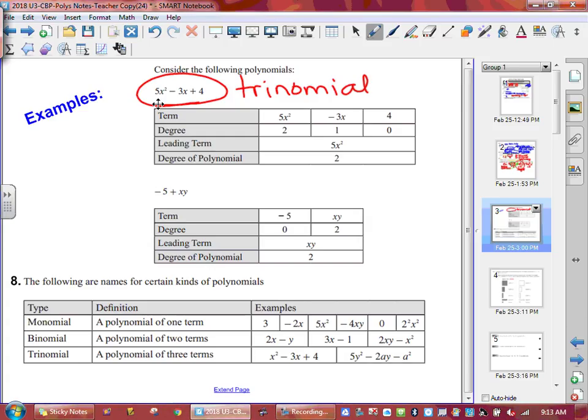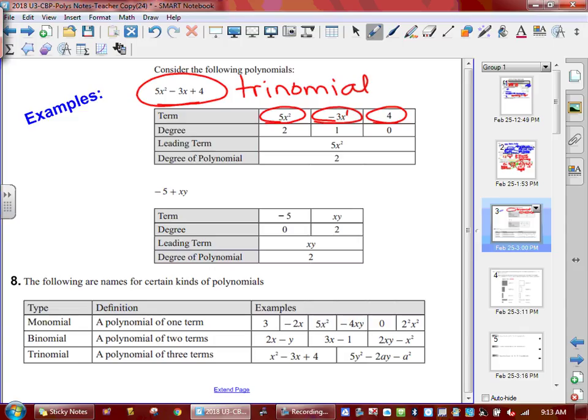Now we want to do the degree. What is the degree of the first term here? 2, because of the 2 on the x. Why do they have a 1 here? That's right. The x has an invisible 1. Now, why did they put a 0 with that guy? Any guesses? Because he's a constant is the correct answer.